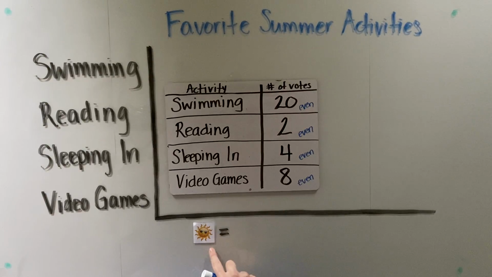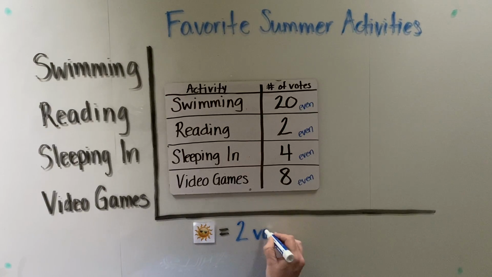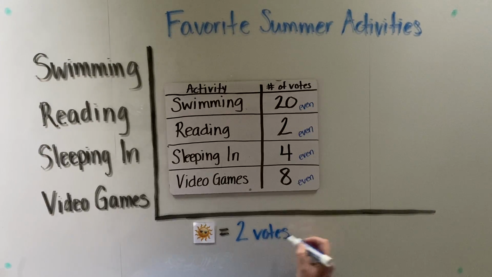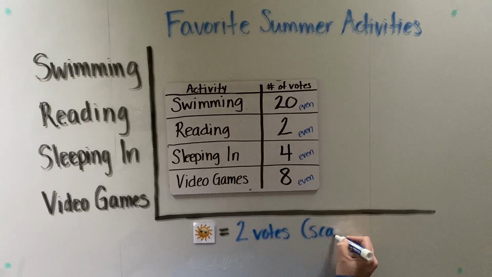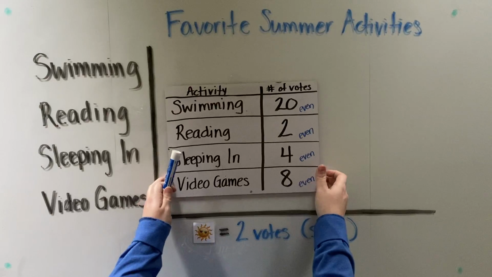So I'm going to make my scale 2. Each sun picture is going to equal 2 votes. That's our scale. We're letting our viewer know how much this represents. It represents 2 votes, okay? All right, so now we're gonna look at each category.